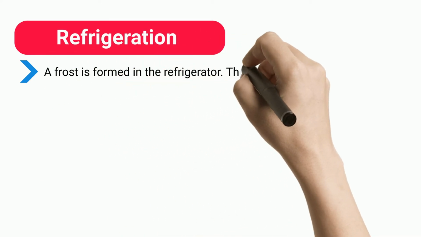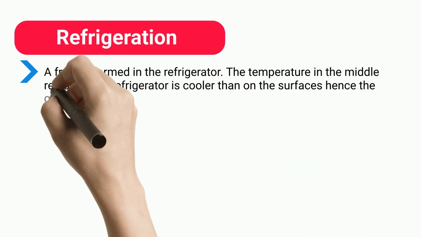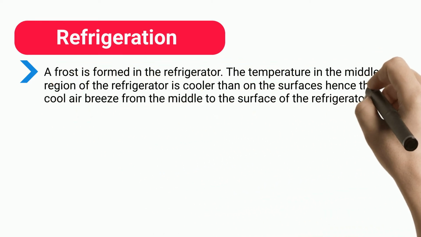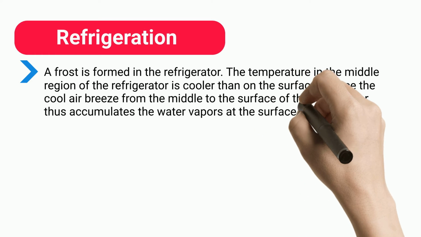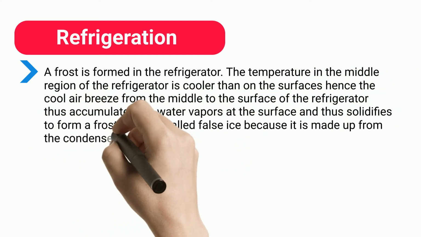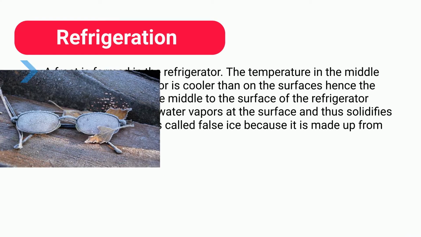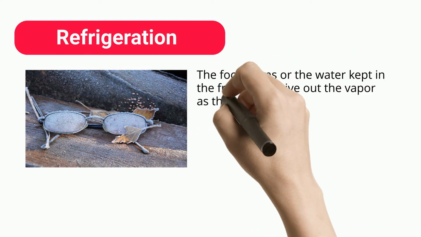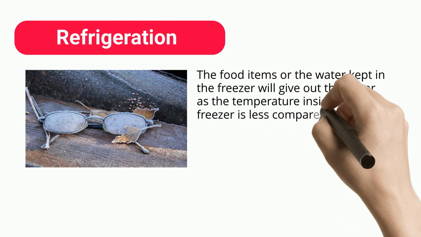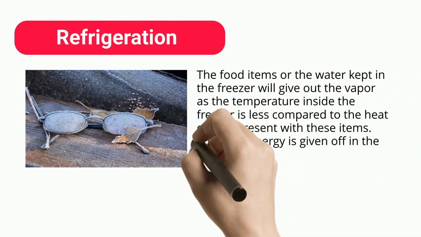Refrigeration. A frost is formed in the refrigerator. The temperature in the middle region of the refrigerator is cooler than on the surfaces, hence the cool air breezes from the middle to the surface of the refrigerator, thus accumulating the water vapors at the surface and solidifying to form a frost, which is called false ice because it is made up from the condensed vapors. The food items or the water kept in the freezer will give out the vapor as the temperature inside the freezer is less compared to the heat energy present with these items. This heat energy is given off in the form of vapor.